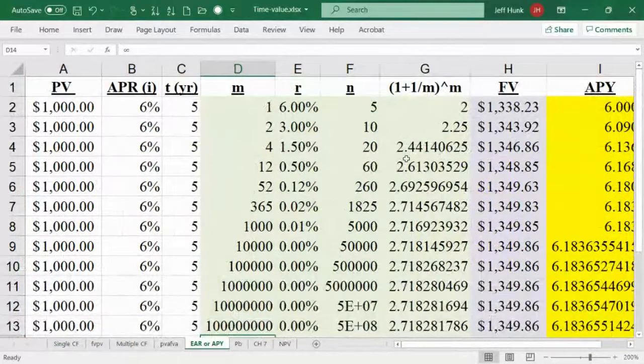Okay, here's what I, so under, you put $1,000 in the bank at a 6% interest rate for 5 years, right? So it's quite an obvious scenario. And here, the compounding frequency is 1. And I increase the compounding frequency gradually.